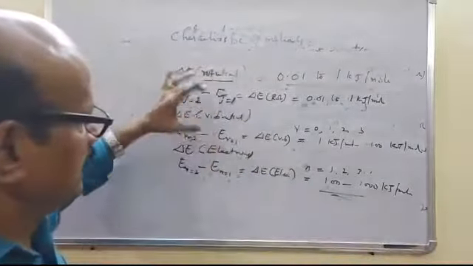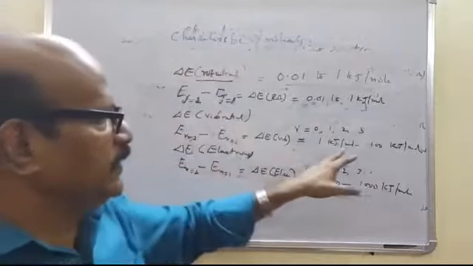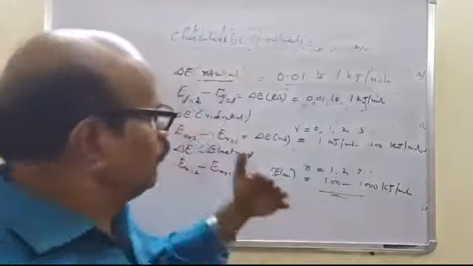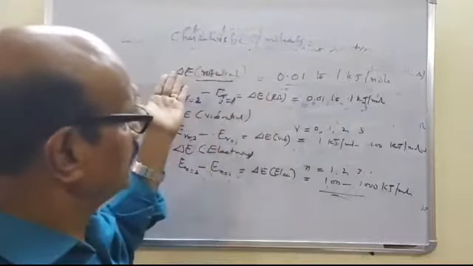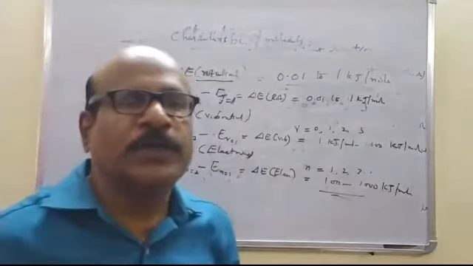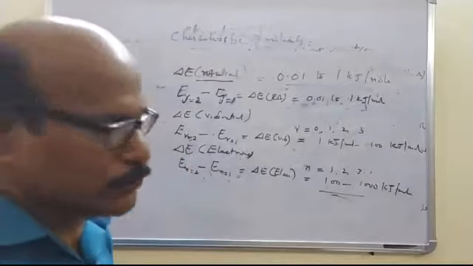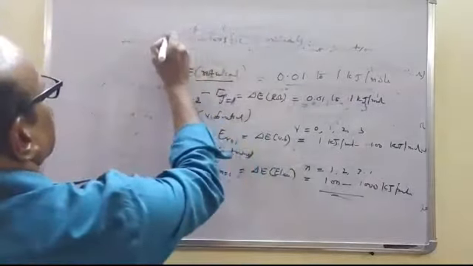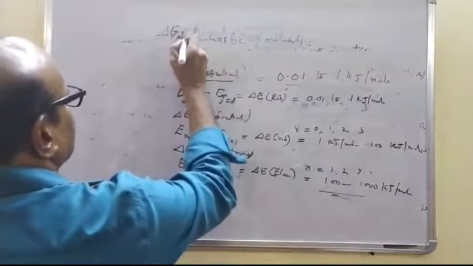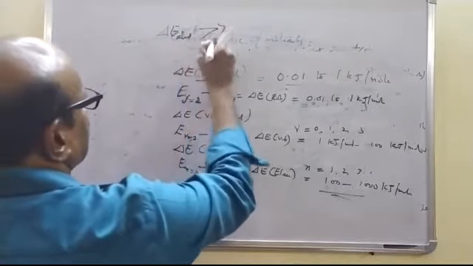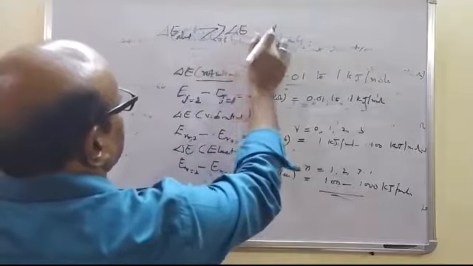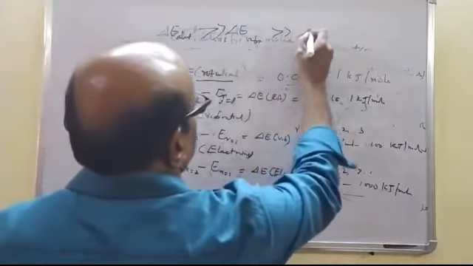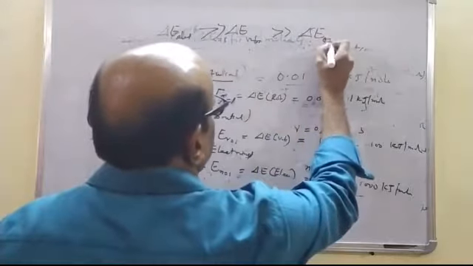While the vibrational energy difference between any two vibrational levels lies in the order of 1 kilojoule per mole to 100 kilojoule per mole, the rotational energy level difference lies in the range of 0.01 to 1 kilojoule per mole. So generally we can say that delta E electronic is much greater than delta E vibrational, which is much greater than delta E rotational.